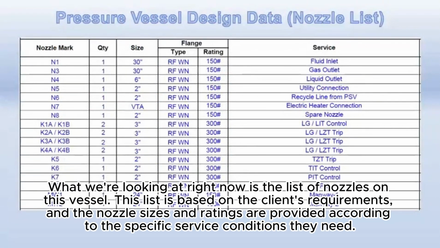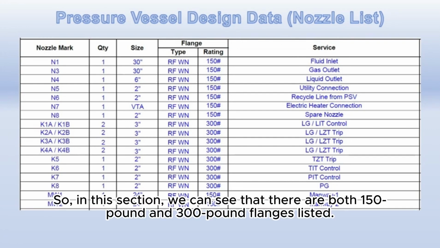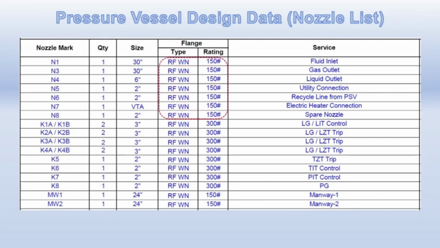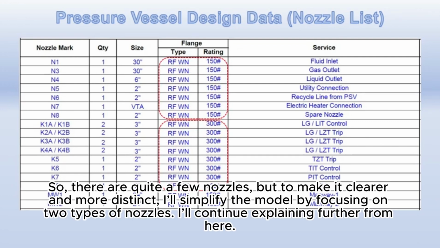What we're looking at right now is the list of nozzles on this vessel. This list is based on the client's requirements, and the nozzle sizes and ratings are provided according to the specific service conditions they need. So in this section, we can see that there are both 150-pound and 300-pound flanges listed. So there are quite a few nozzles, but to make it clearer and more distinct, I'll simplify the model by focusing on two types of nozzles. I'll continue explaining further from here.